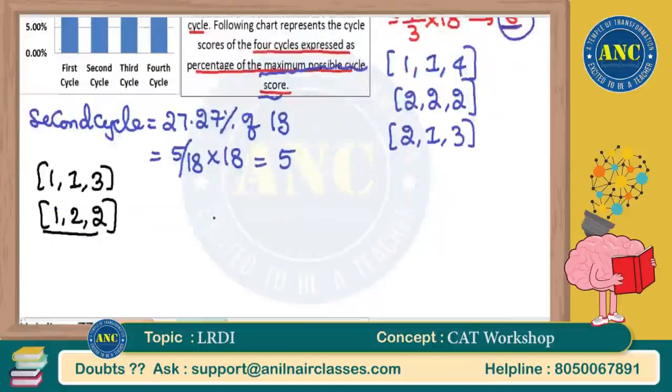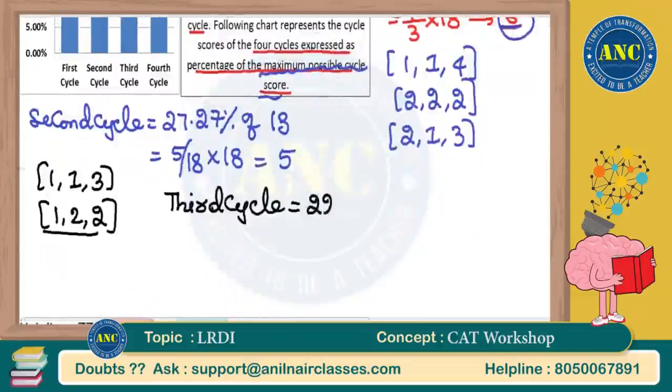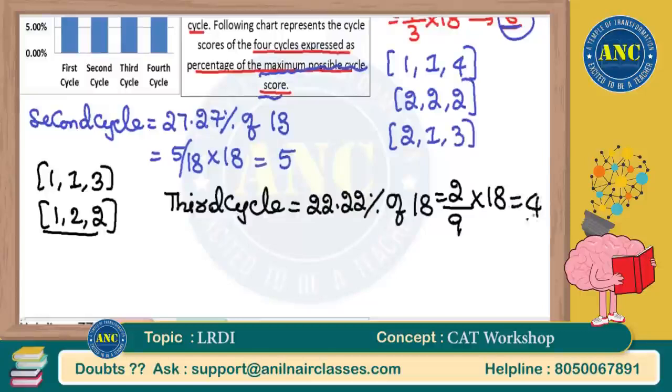First cycle over, second cycle over, next third cycle. Third cycle, what is the percentage given in the question? Third cycle is 22.22 percentage of 18. It is 2 by 9 of 18. 2 by 9 of 18 is 4. 4 is nothing but first one 1, second one 1, third one 2. 1, 1, 2. Third cycle done. Last cycle.